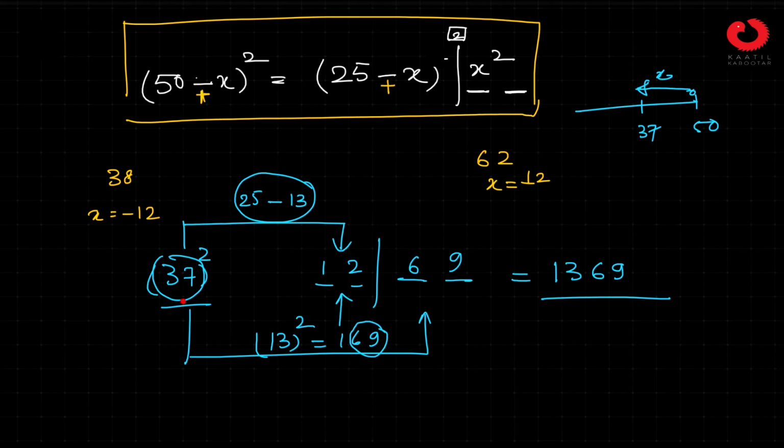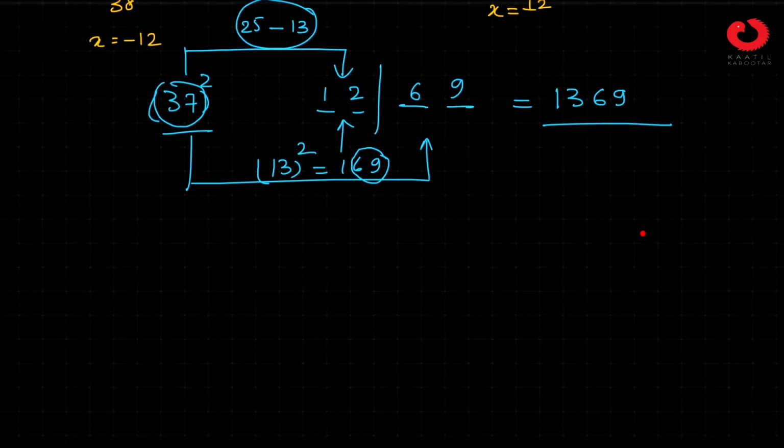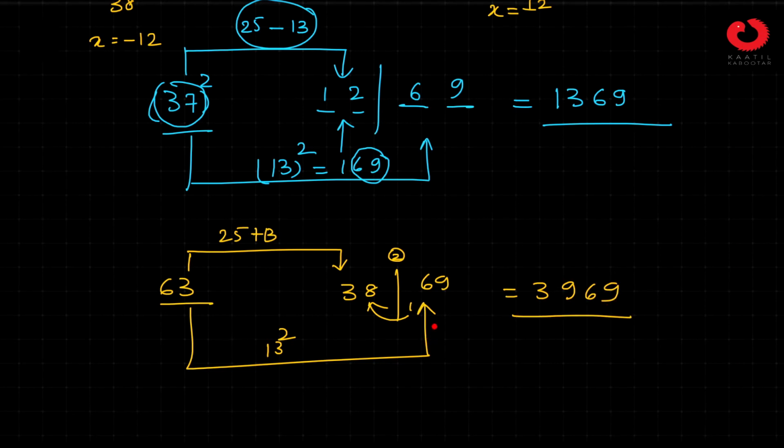Just see, instead of 37, if someone would have given you 63, I can still see the difference from 50 is plus 13. I will add 25 to this, so it's 38, and it's 169 here as it was 2. So this one will go over here because the last two digits will be 13 square, and I will write 3969. Okay, I guess now you are able to understand this.